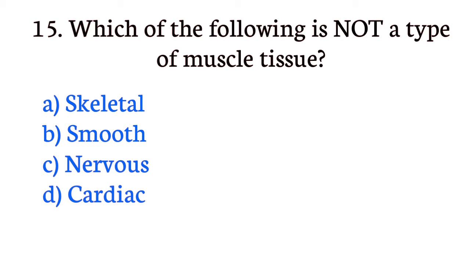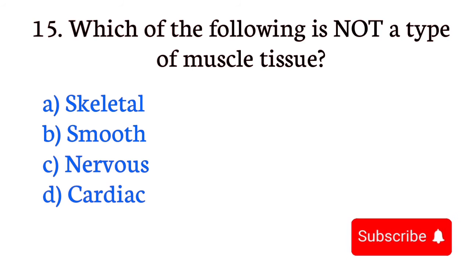Question number 15. Which of the following is not a type of muscle tissue? The correct option is option C, nerves.